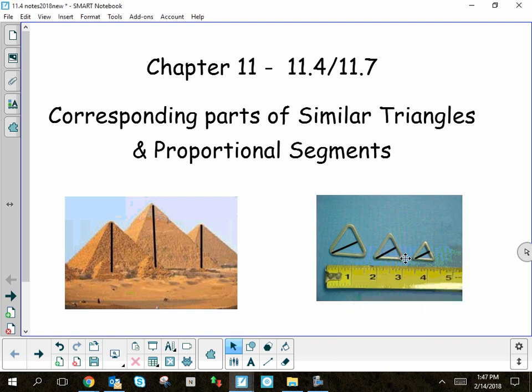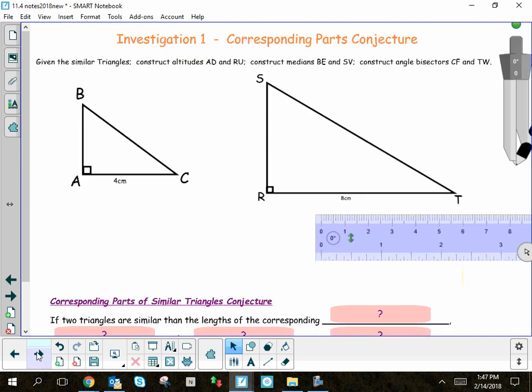Okay, so this is chapter 11, 11.4 to 11.7, corresponding parts of similar triangles and proportional segments. Okay, so let's go straight to our first investigation.